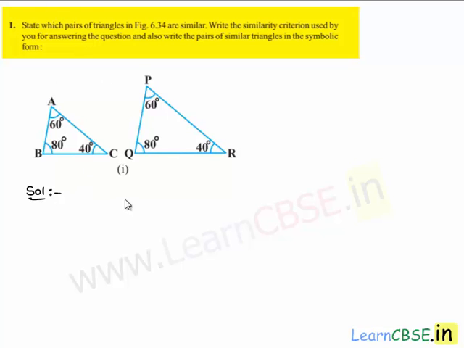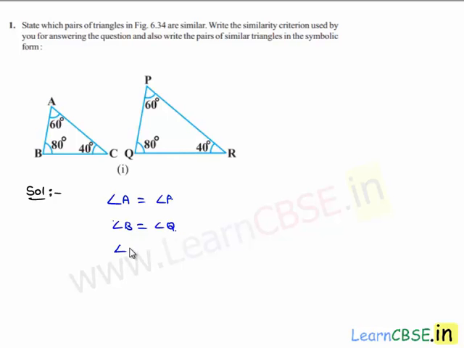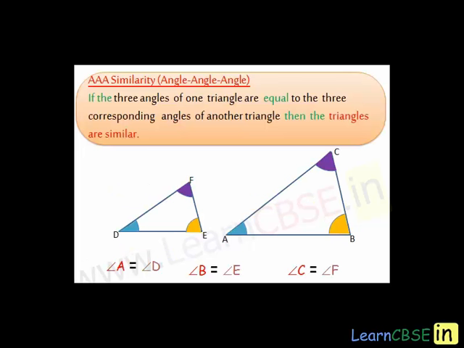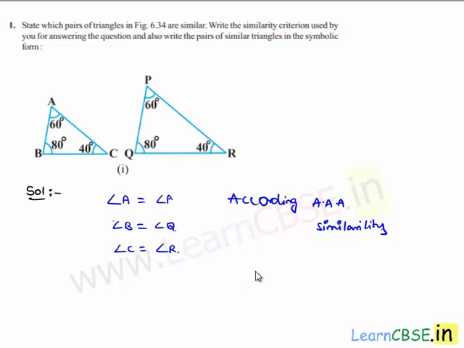Let us consider the two triangles in the first bit. Here, angle A in the first triangle is equal to angle P in the second triangle PQR, and also angle B is equal to angle Q, and angle C is equal to angle R. Now in these two triangles, according to AA similarity, as all three angles are equal, we can say triangle ABC is similar to triangle PQR.